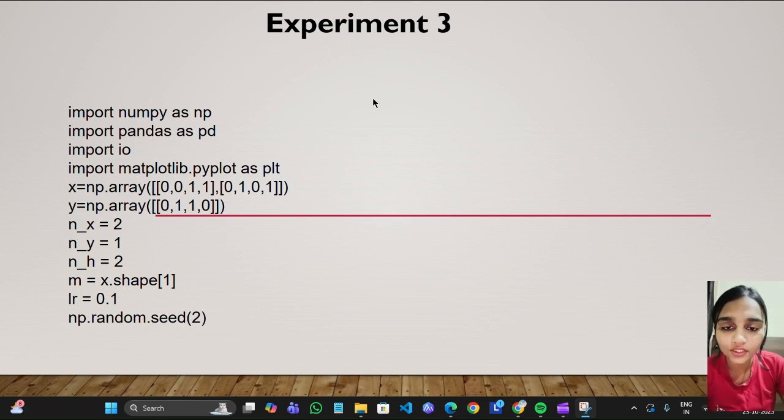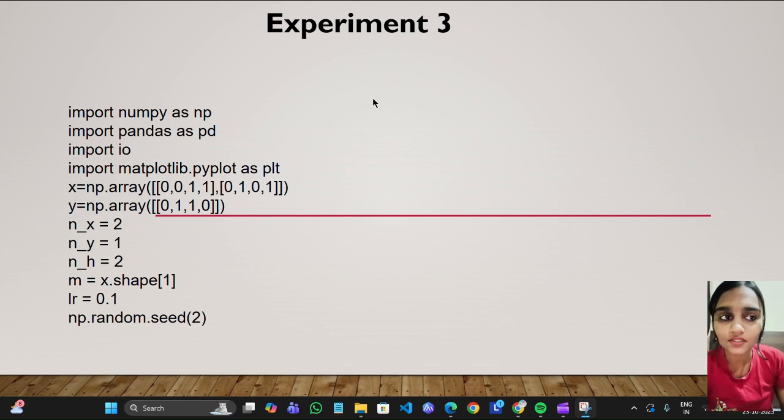First, we import the required Python libraries: NumPy for numerical operations, Pandas for handling data, and Matplotlib for plotting graphs. Next, we define the input and output data. Here, X represents the input pairs of the XOR function: 0,0, 0,1, 1,0, and 1,1. Corresponding outputs Y are 0, 1, 1, 0. This means XOR outputs 1 only when the inputs are different.